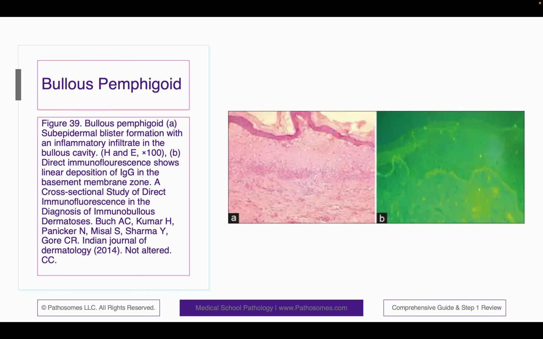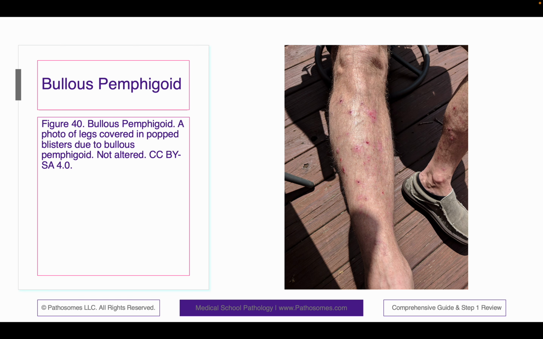Here we have an image showcasing H&E and immunofluorescence of bullous pemphigoid. I'd like to draw your eyes to panel B. Note that there is a linear deposition of IgG in the basement membrane. That's important to know. And here we have a picture of a patient's leg showcasing bullous pemphigoid.